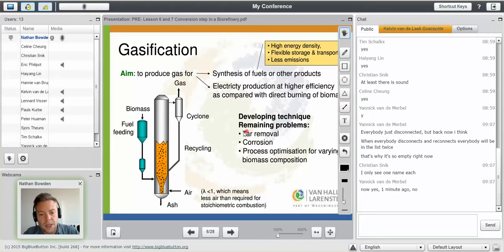Remaining problems is tar removal. So tar is a substance that will build up on the insides of all of the chambers. So even though this could be considered a steady state reactor, you still need to take it offline for a significant amount of time to clean it. There are ways around this, of course. If you design a system, you can put two gasification columns and switch them back and forth so that you're cleaning one while you're using the other, and then vice versa. Or you have a whole array of these. So you can get around it, but that's a problem.